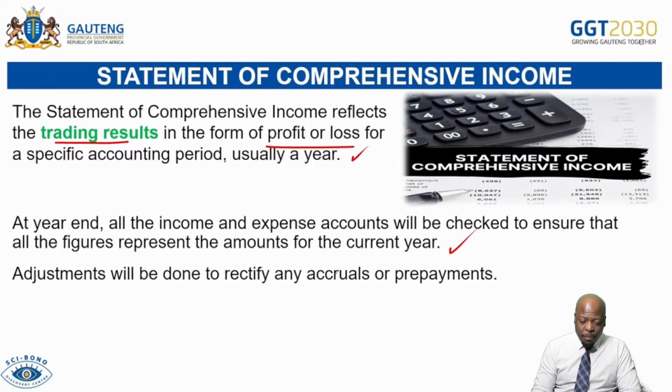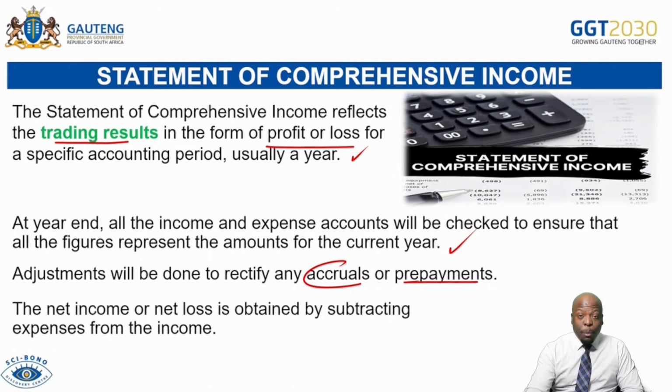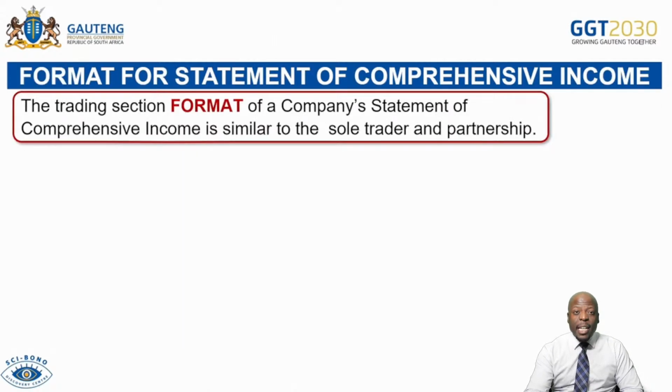We're going to be adjusting for any accruals or prepayments, and we're going to be doing certain calculations to ascertain how much are the accruals as well as the prepayments. The net income or net loss is obtained by subtracting expenses from the income. Here is the format. So first I'm going to start with the trading section of the statement of comprehensive income.